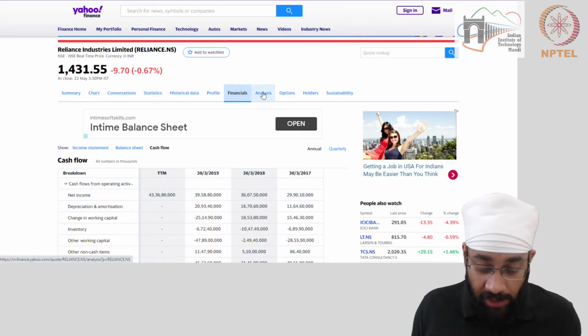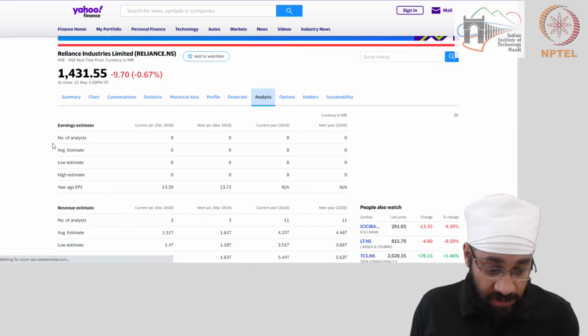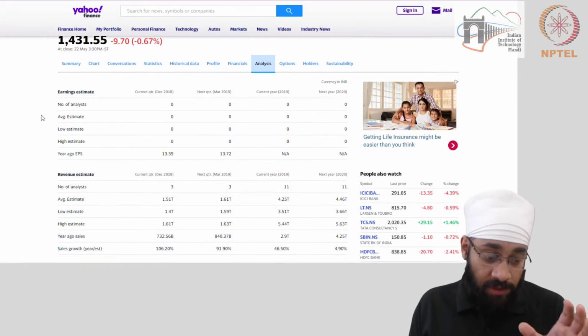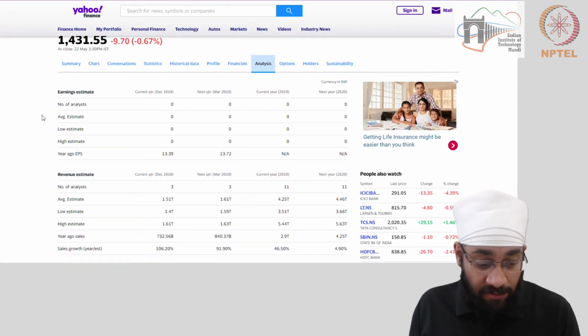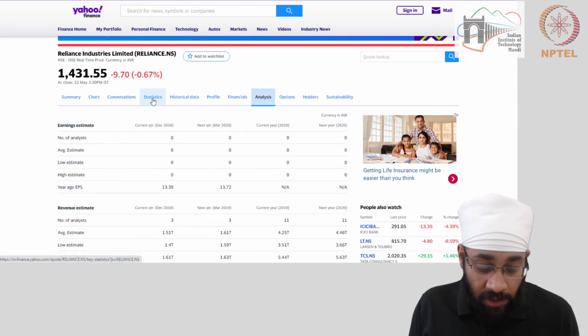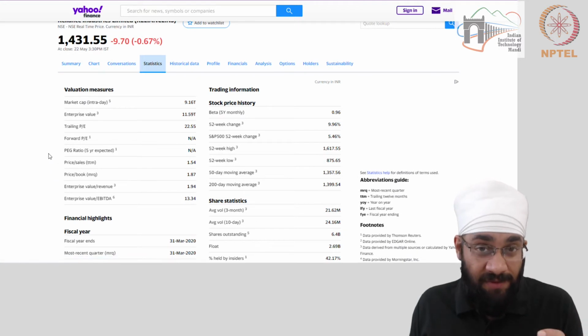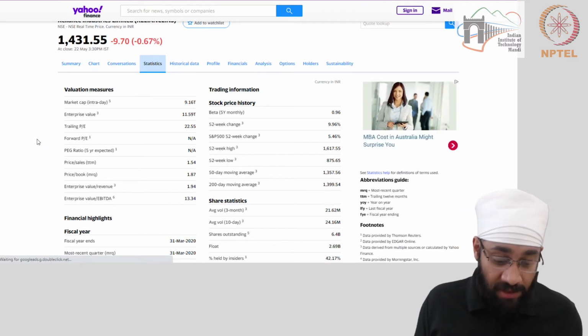We want to look at the data indicators and so on. This is analysis. This is actually Yahoo Finance team's analysis of this company. What do they think is going to happen to the earnings and so on? You go to statistics. Statistics is where you find the indicators, the financial ratios that we are after.